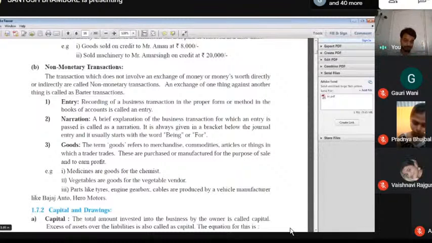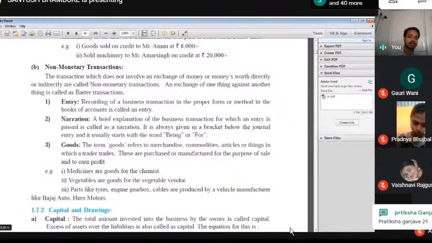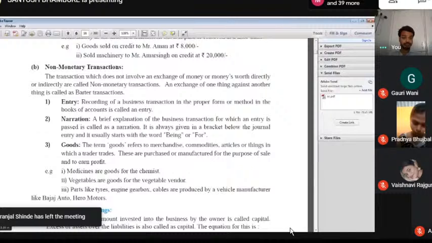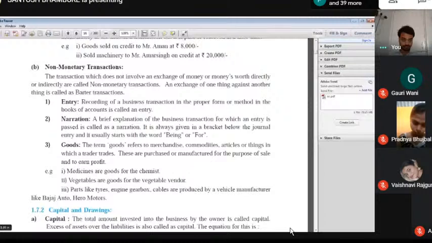Remember, narration means brief explanation. Brief explanation about a journal. Journal means, remember, there is one word, journals. All the concepts, all the things are important in accounting. First of all, narration means brief explanation, more and more explanation. Entry means in the book. Remember, entry means in the book.